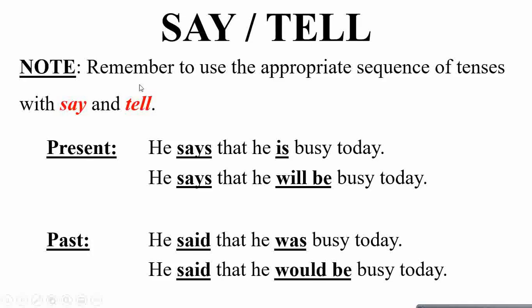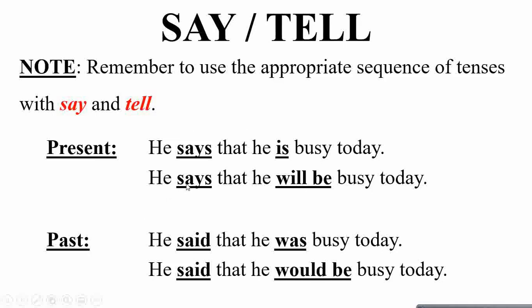Note, now you have to remember one more thing: to use the appropriate sequence of tenses with say and tell. So far we have spoken about how to use tell, but the important thing to notice is that, according to the proper sequence of tenses, आपने say और tell को इस्तेमाल करना है according to the proper sequence of tenses. For example, when you have the present tense, he says that he is busy today. So the word say is present, so it has to be followed by the present verb, which is.